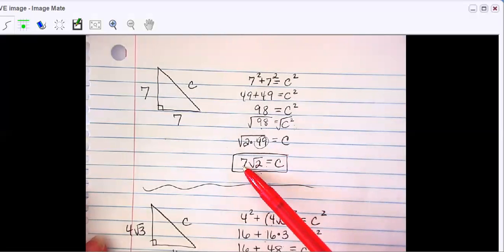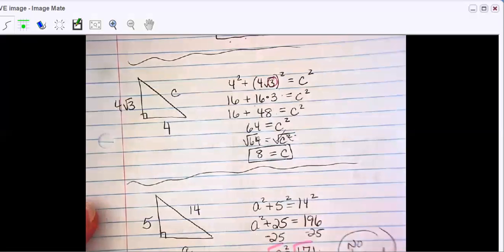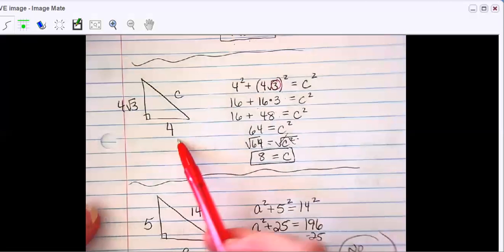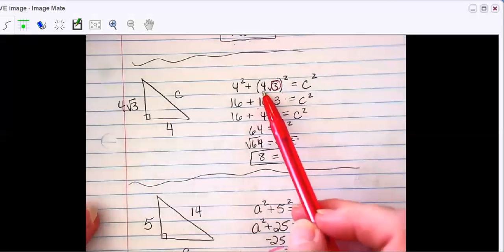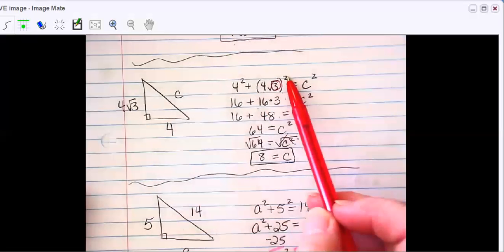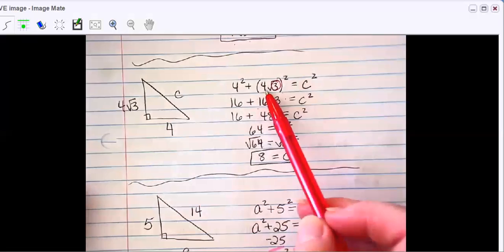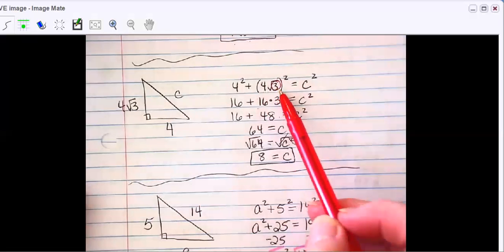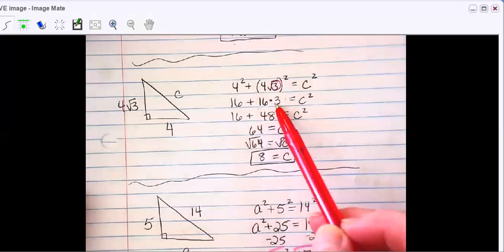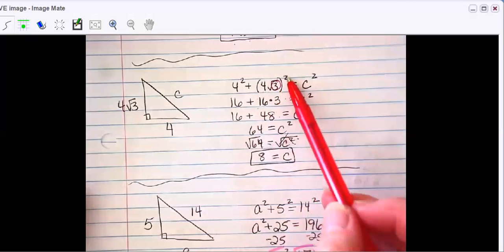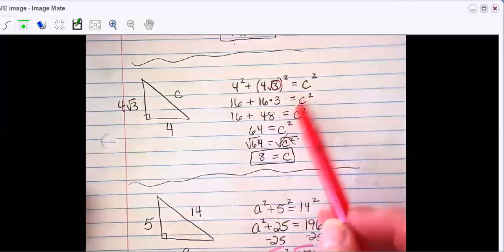Okay. And then another example. If you have sides 4 and 4 root 3, here's the tricky part that some students forget. When you have a 4 root 3, you need to put it in parentheses because if you remember from your algebra days, that square affects both of those terms. So we have to square the 4 and the root 3. 4 squared will give me 16 times, there's an invisible times there, root 3 squared. Well, remember the square and the square root cancel each other, so I'm just left with 3.